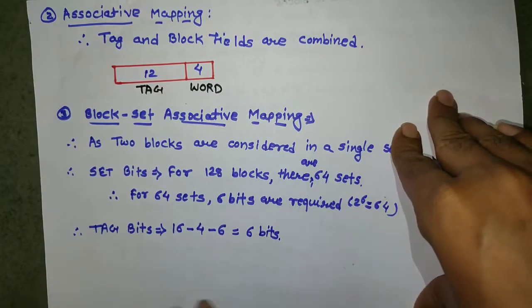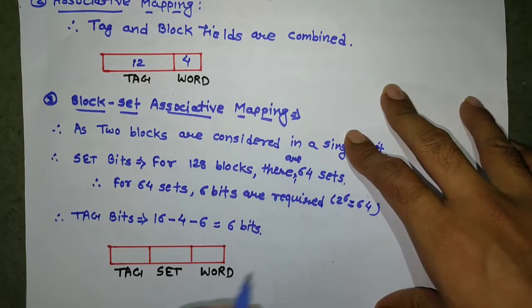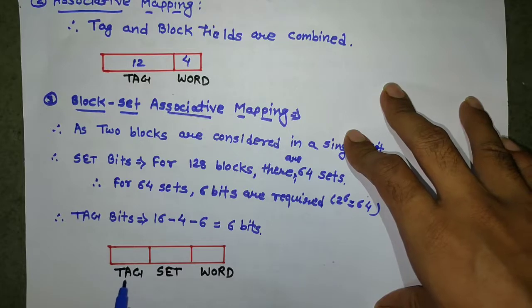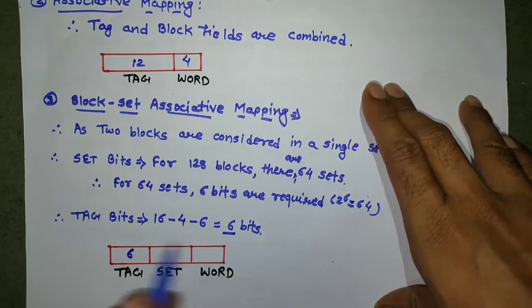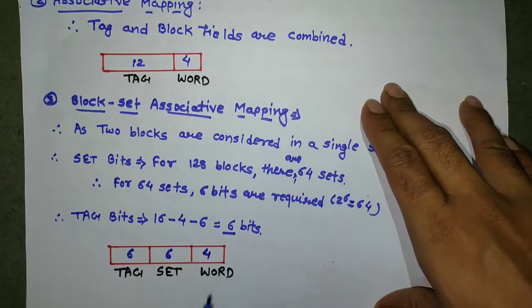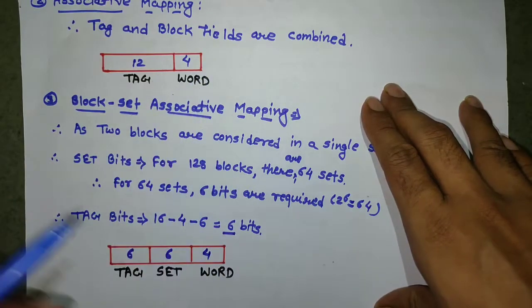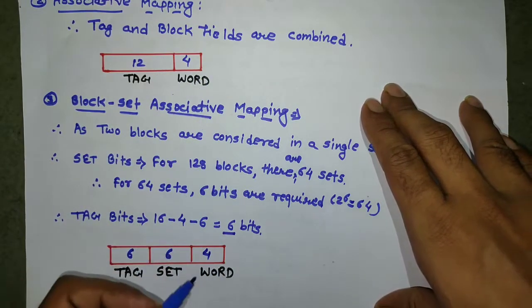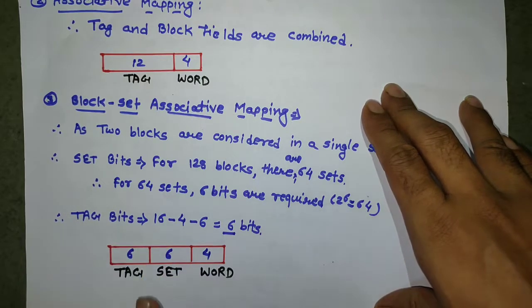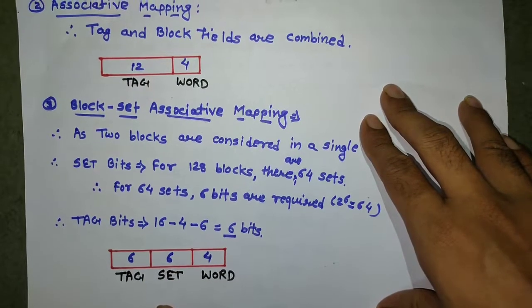Here we will draw this again. What we have calculated we will draw here. So how many tag bits have we calculated? 6. Set bits are again 6 and word bits are a common 4 bits. These word bits we calculated in the previous mapping technique. Hence we will directly consider 4 bits here. So this is block set associative mapping.